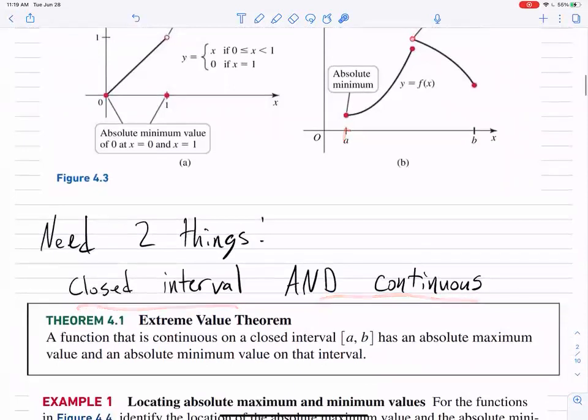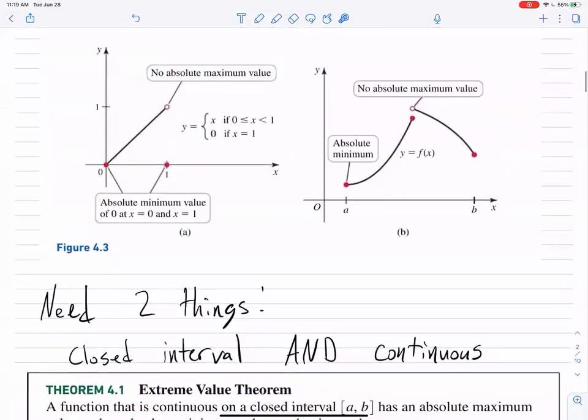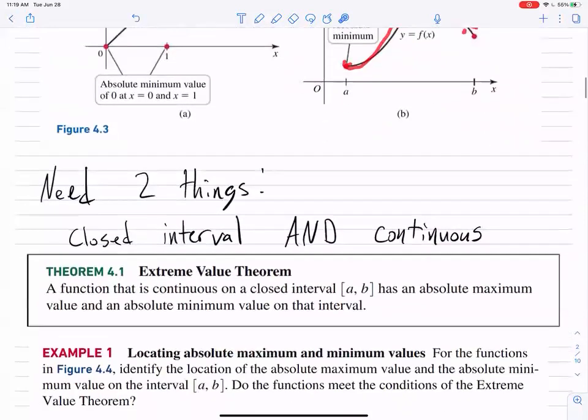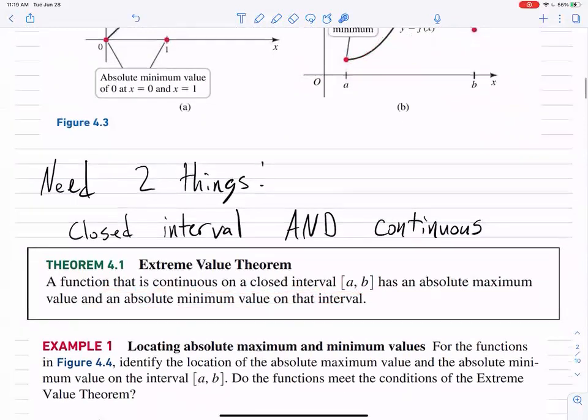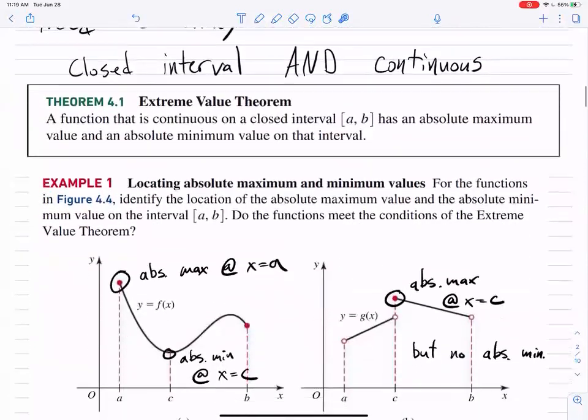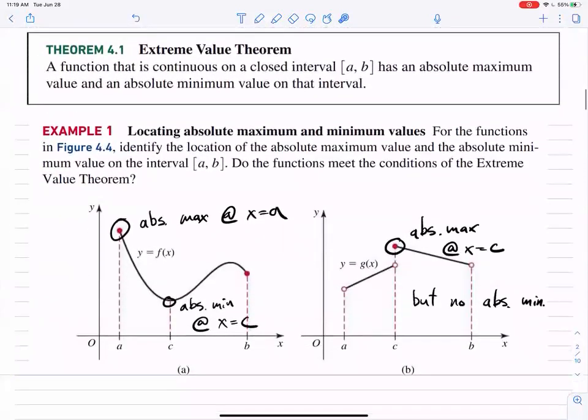And this is a very important theorem. It's called the extreme value theorem, which we won't prove, but the picture is basically this. If this was continuous and it's closed, then there's going to be an absolute max. And so if a function is continuous on a closed interval, it has an absolute max and an absolute min. And so let's look at an example on how to find them.